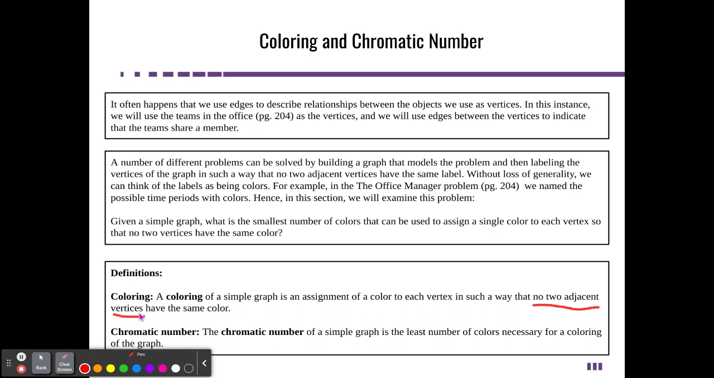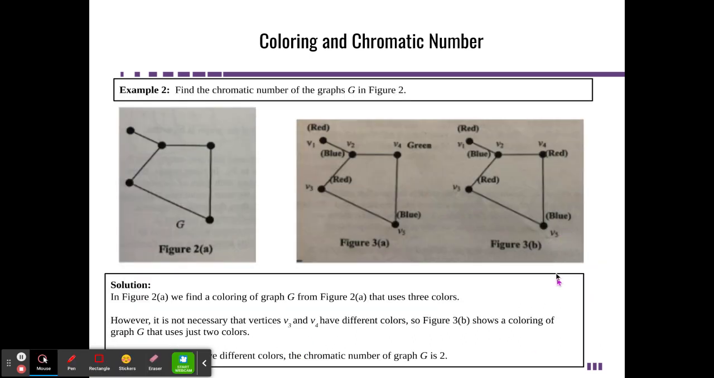Making sure we understand what that means, the chromatic number is simply the least number of colors necessary for the coloring of the graph. So pretty straightforward. Let's take a look at a couple examples.